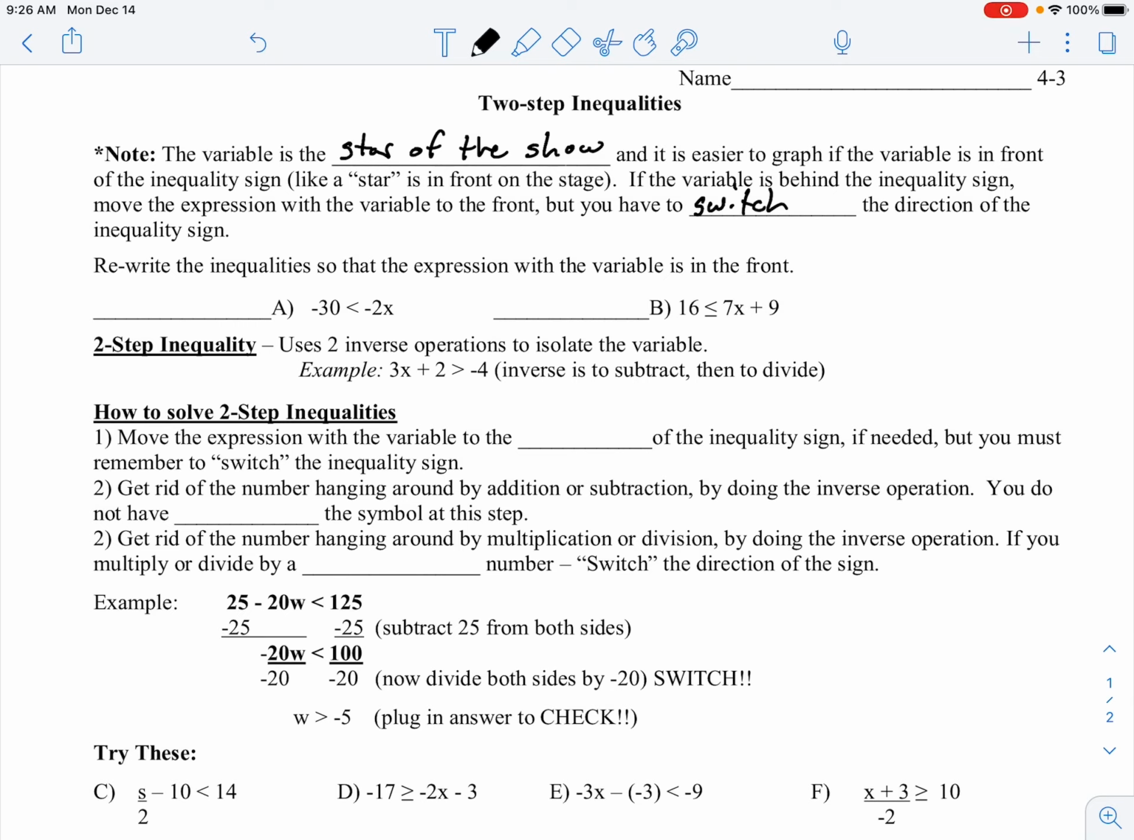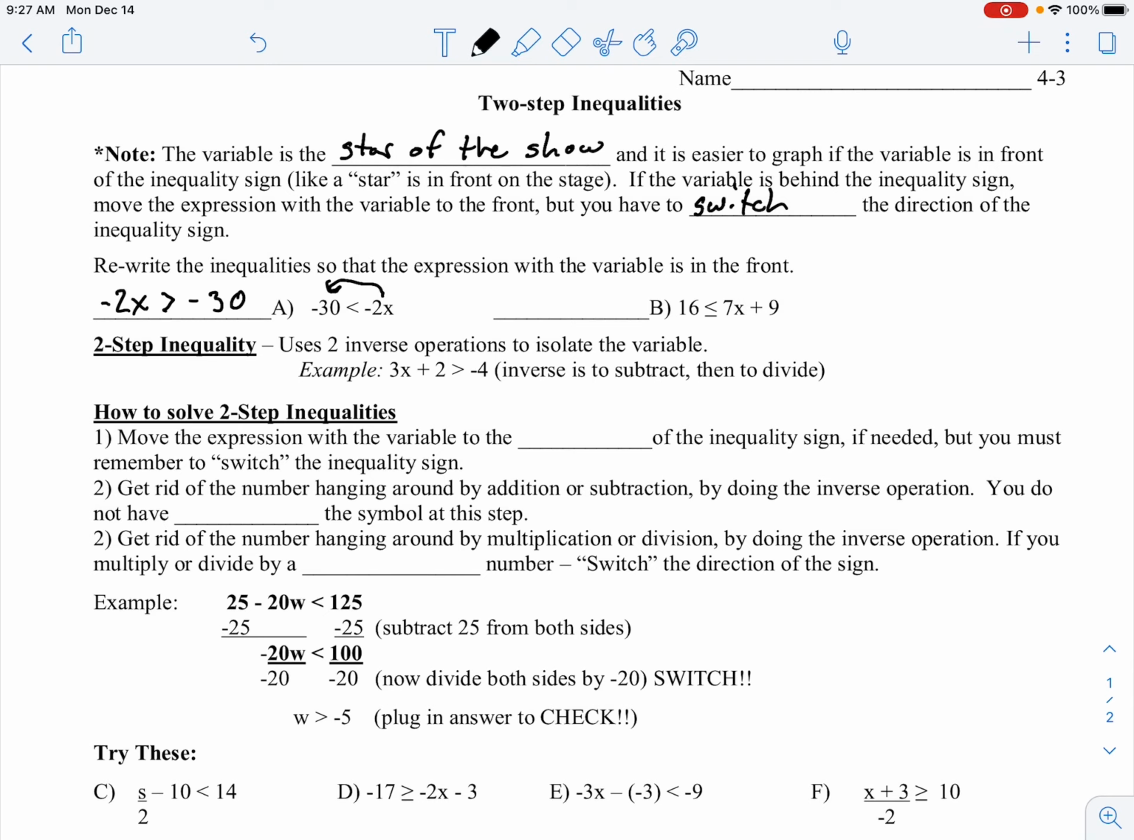So a couple examples of that. So part A here. If I wanted to move this variable term so it's on the other side of the inequality sign, all I have to do is rewrite that here, negative 2x. But notice here that negative 2x is greater than negative 30 if we read it from right to left, so we need to continue to make that greater than negative 30. So see how I flip-flopped my sign around to rewrite that here.